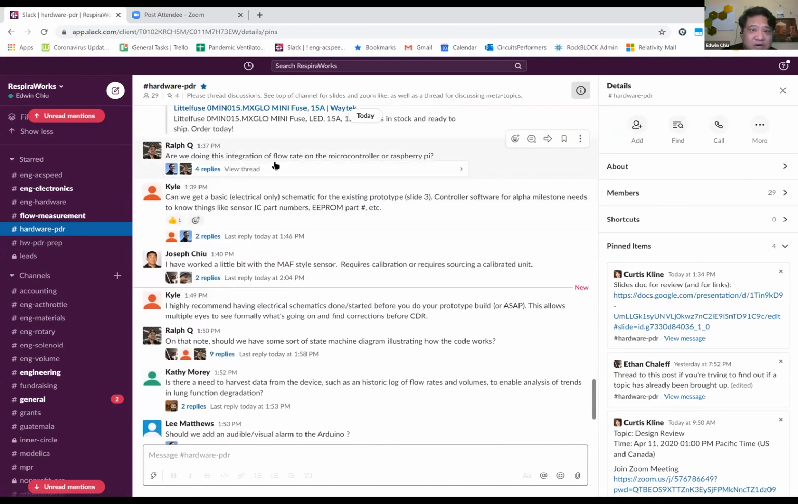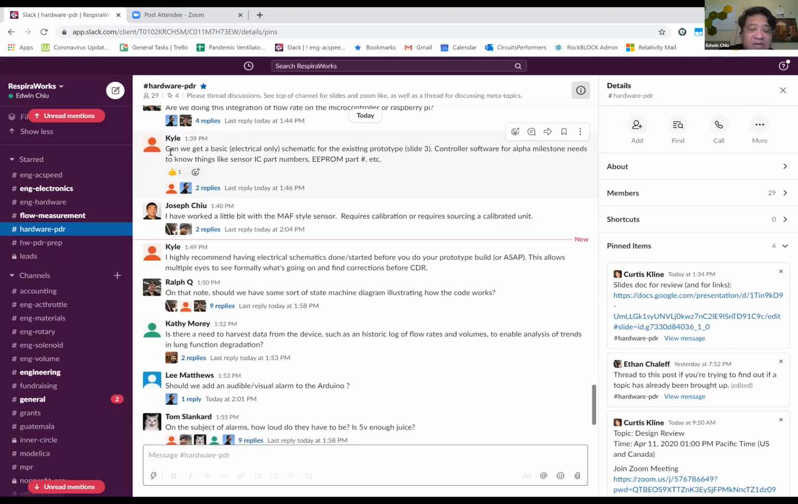Ralph says, are we doing this integration of flow rate on the microcontroller or the Raspberry Pi? That's part of the discussion of what controller we use, because if we use the Arduino, there isn't enough memory to do that. So the integration of flow rate would have to happen on the Pi. But if we build something with more memory, we could possibly do it on the cycle controller as well. Can we get a basic electrical-only schematic for the existing prototype?